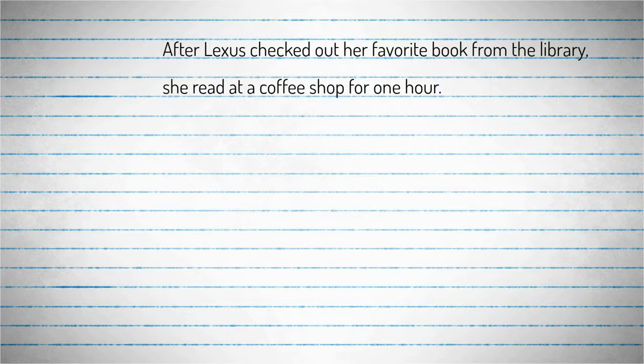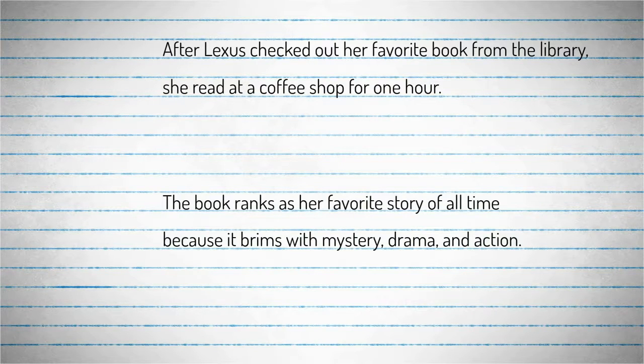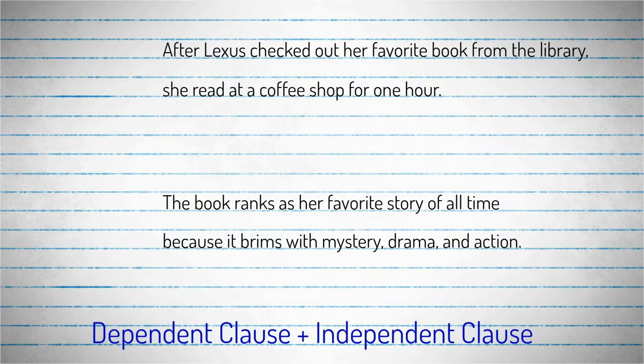After Lexis checked out her favorite book from the library, she read at a coffee shop for 1 hour. The book ranks as her favorite story of all time because it brims with mystery, drama, and action. Both sentences present dependent clauses connected to independent clauses. In the first example, the dependent clause comes at the beginning of the sentence, while in the second example, it comes at the end after the independent clause.